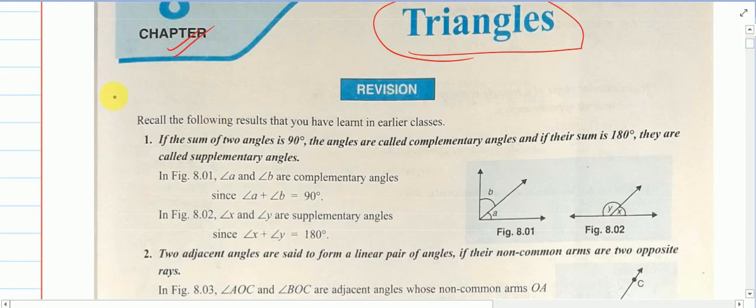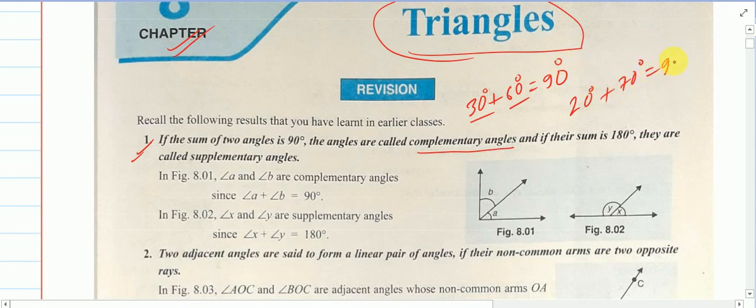So first one is, if the sum of two angles is 90, the angles are called complementary angles. Like here, 30 plus 60 will give you 90. So 30 and 60 are called complementary angles. 20 degrees plus 70 degrees will give you 90 degrees. So 20 and 70, they are complementary angles. Done.